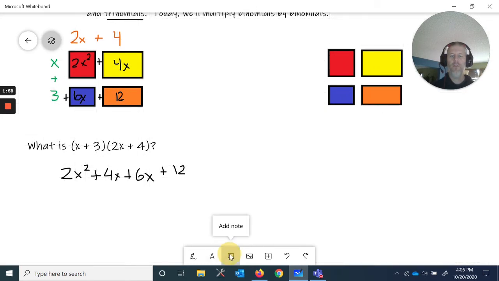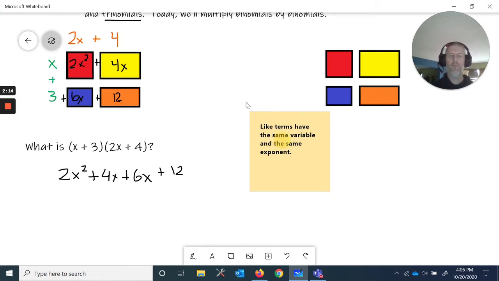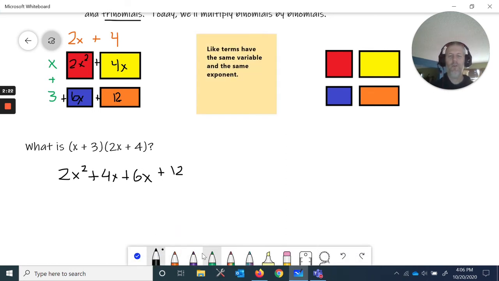Okay, so if you remember, like terms have the same variable and the same exponent. Okay, so for example, this is x to the second power, this is x to the first power, this is x to the first power. So anything that has the same exponent, which would be this and this, I can combine those by adding the coefficient.